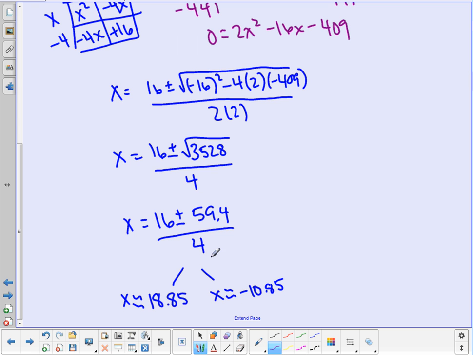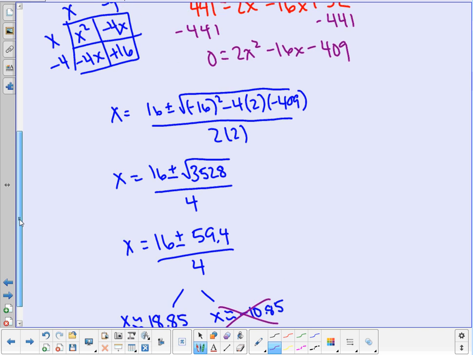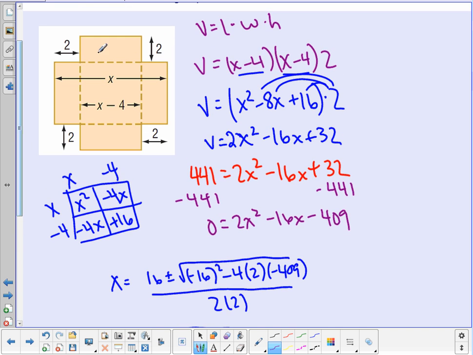Okay, so now here's the thing. We're talking about dimensions of a pan, so it doesn't really make sense for us to have a dimension of negative 10.85 inches. So I know that I'm using this x value, but now I need to figure out what that x actually tells me. I know that this is the whole length of that sheet of metal that's going to be used to make the pan. But I know that the dimension of the pan is this x minus 4. So I need to take the 18.85 that I found and subtract 4 inches, which gives me 14.45.